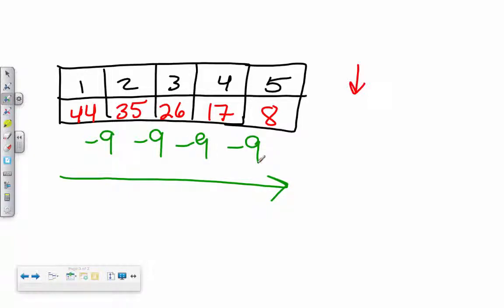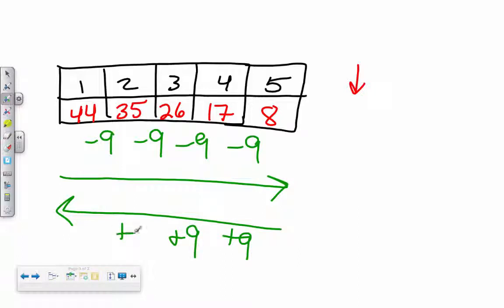What if I had asked you to describe it going in this direction? It would have been like adding 9 going in the other direction. So we call this a change. It's changing by how much? Because it can go up or down depending on how you're looking at it. It's changing by 9 each time.